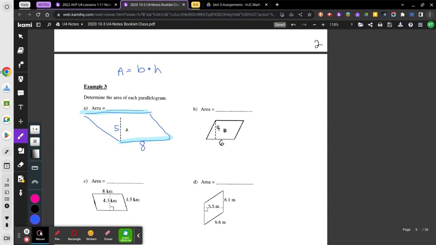It should be showing a grid there, but the grid didn't photocopy very well, so you have to draw that diagram. That's going to be an 8 by 5. So the area for this is just going to be 8 times 5. We're going to get 40 units squared. On the next one on the right, the area is 6 times 4. That's going to give us 24 units squared.